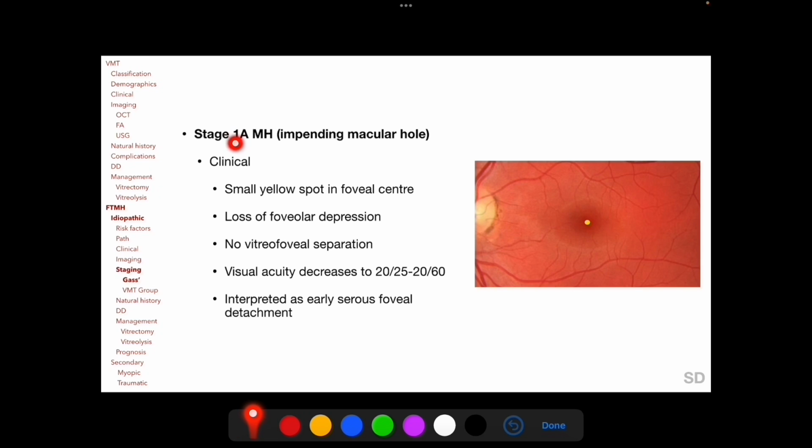In stage 1 or impending macular hole, a full-thickness retinal defect is yet to occur, and thus it corresponds to Vitreomacular Traction entity of the International VMT Study Group classification. Stage 1 macular hole is further subdivided into Stage 1A and Stage 1B macular hole. Stage 1A macular hole is clinically characterized by a small yellow spot in the foveal center with visual acuity declining to the range of 20/25 to 20/60.